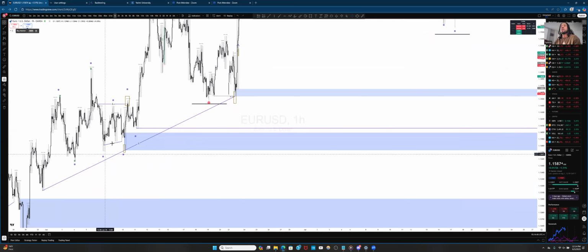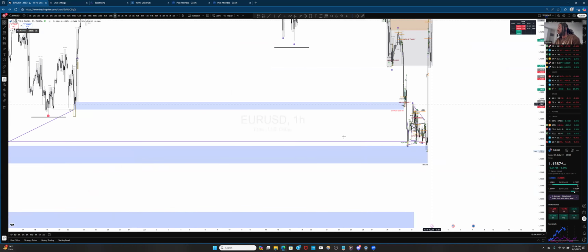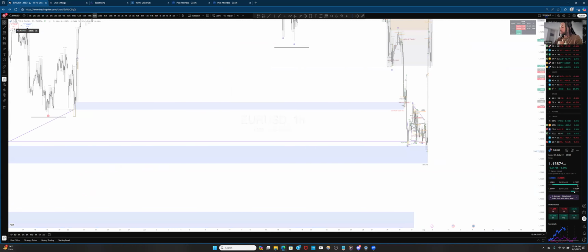Okay, so from the 15-minute, we understand that this was the POI we're headed towards. We've just violated this zone. So now, what I like to do is go to my 15-minute from here.